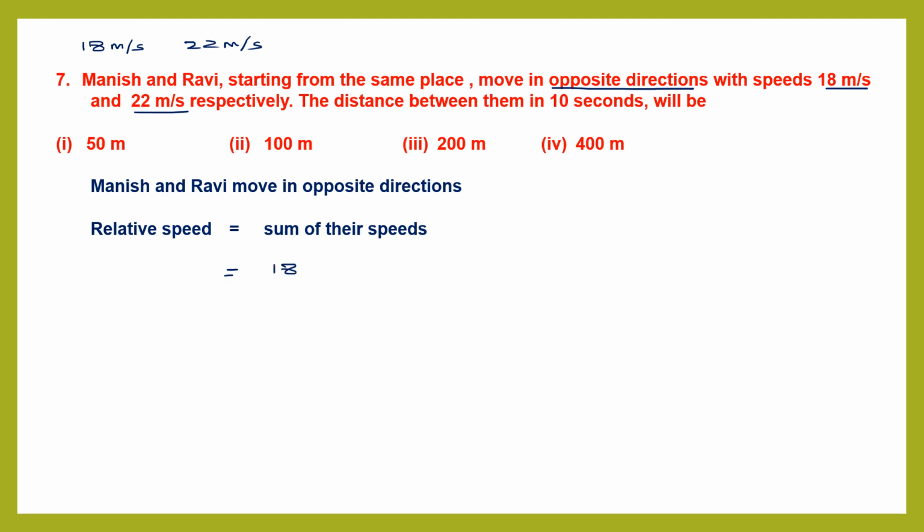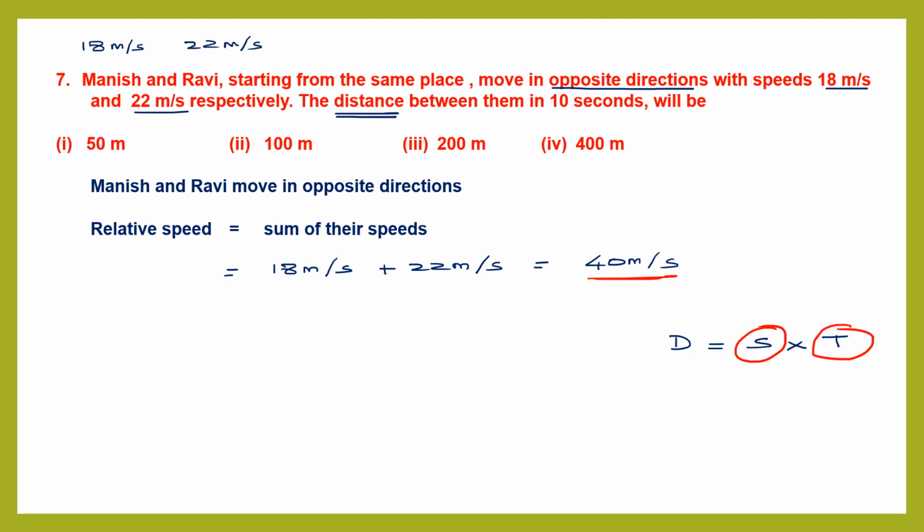So 18 meter per second is the speed of Manish and 22 meter per second is the speed of Ravi. So now let's add this up. 18 plus 22 is 40. So this is 40 meter per second. Now what are we asked to find? We're asked to find the distance. So what is the formula for distance? Distance is speed into time. And now we know the relative speed, isn't it? We know the relative speed, that is 40 meter per second, and we know the time. Time is given to us in the question. It is 10 seconds.